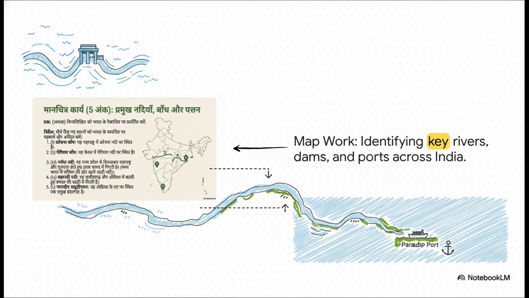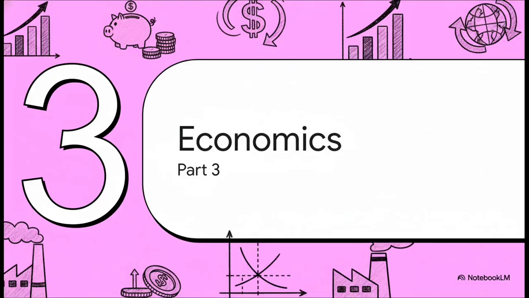Now for the rivers, the Narmada flows west, emptying into the Arabian Sea, while the Mahanadi flows east into the Bay of Bengal. And right there on that east coast is our final point, the major seaport of Paradeep in Odisha. And just like that, we're on to our final content section, Part 3, Economics. Let's see what core ideas got tested here.